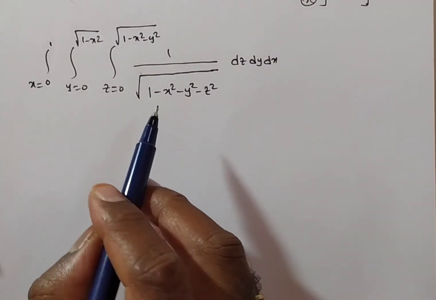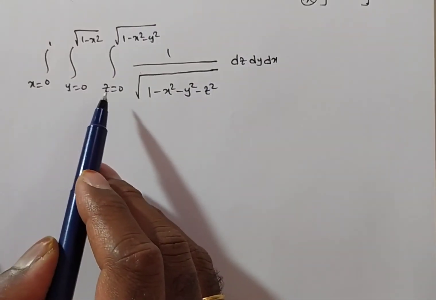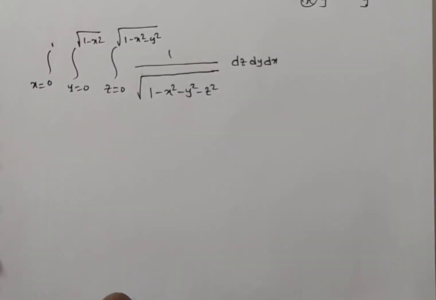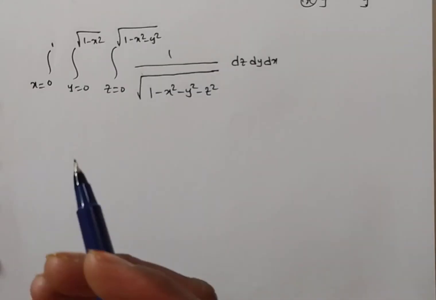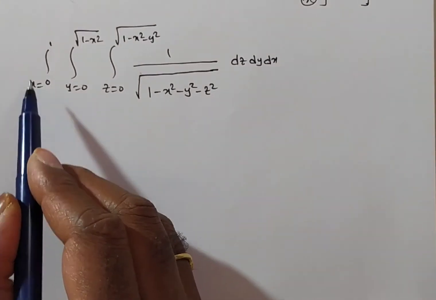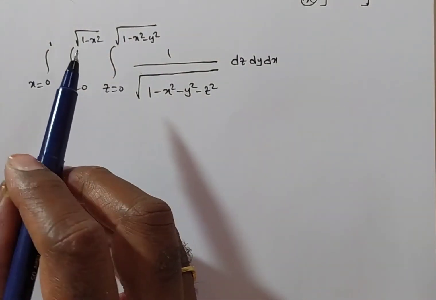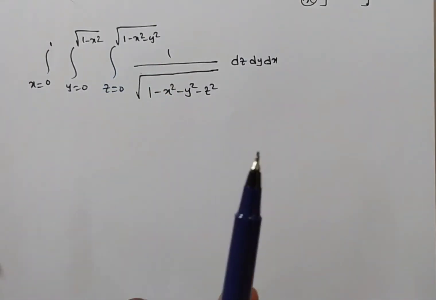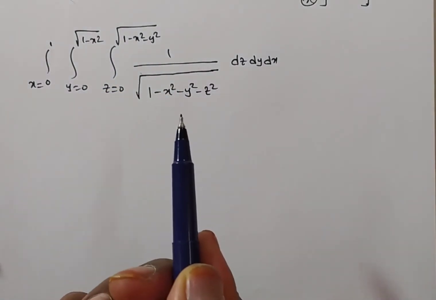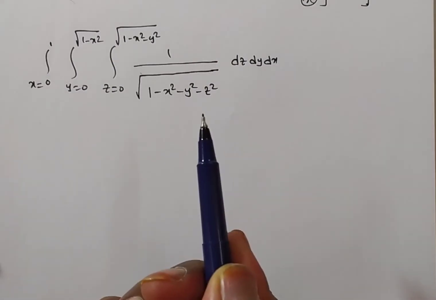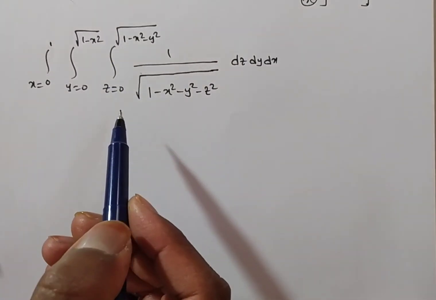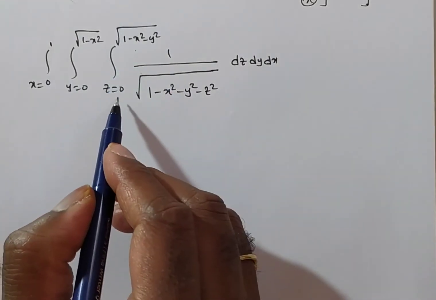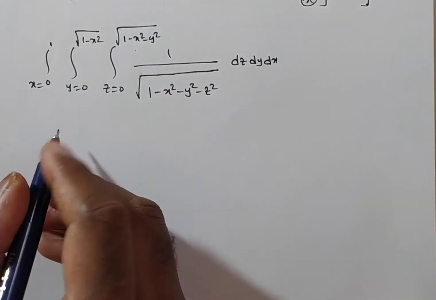Now observe, first we are integrating with respect to z. Why first with respect to z, why not y? Here x is independent, y is dependent on a single variable, and z is dependent on two variables. The variable that depends on more than one variable is z, which depends on two variables. So you have to first integrate with respect to z.